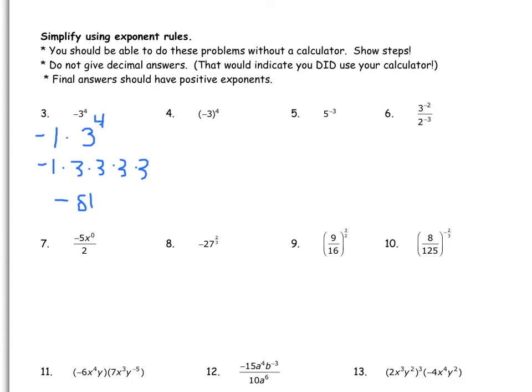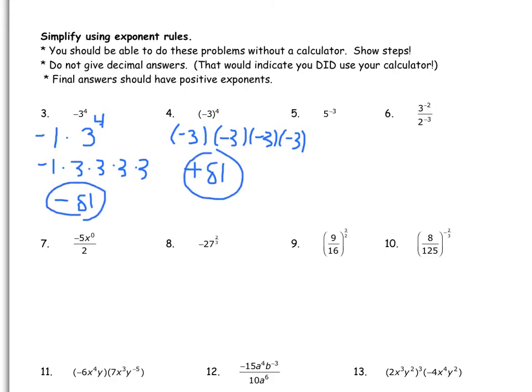All right, contrast that to what you see in number 4, and that says the number negative 3 is multiplied by itself 4 times. And that means we do get a positive product. We get a positive 81.